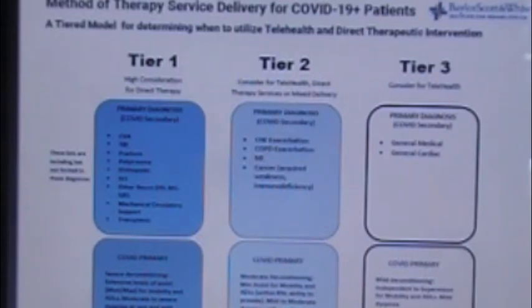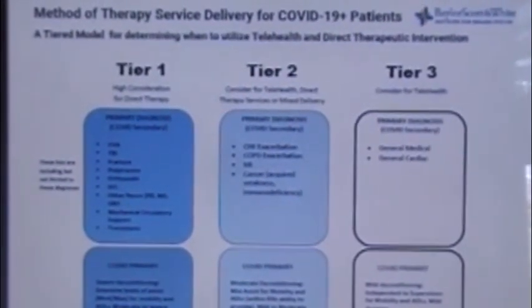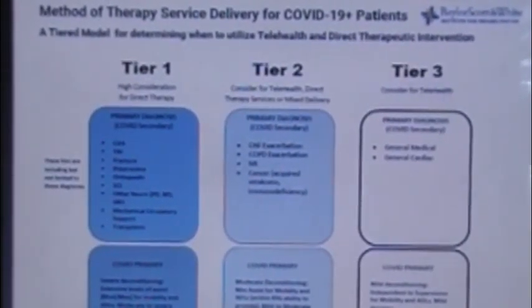Once your patient is medically appropriate for a therapy assessment, the second part of the process is going to be determining the appropriate method of service delivery. So this is a tiered tree by Baylor, Scott, and White that has been a helpful evidence-based tool which has helped us determine what method of service is appropriate. So looking at this tree, tier 3 on the right, you'll see 2 boxes.